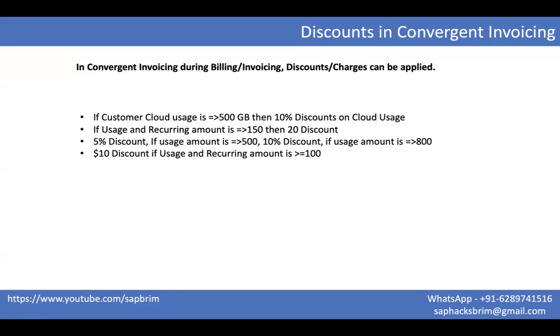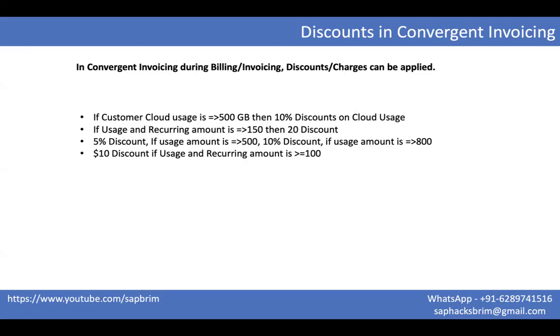So in BRIM, Billing Revenue Innovation Management, we have a concept called complex discounting. Within that, we have invoice agreement and discount agreement. These are required to achieve discounts that we can provide to the customer. In this session, we are going to discuss only the discounts in convergent invoicing. We'll discuss invoice agreement and discount agreement in a later session.